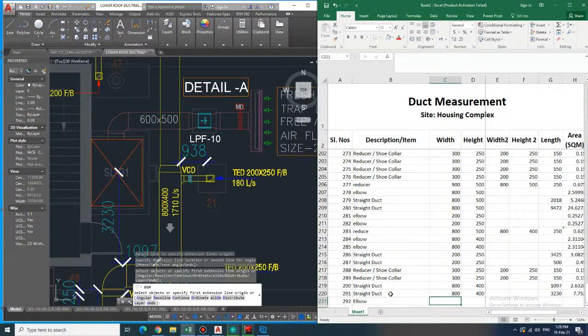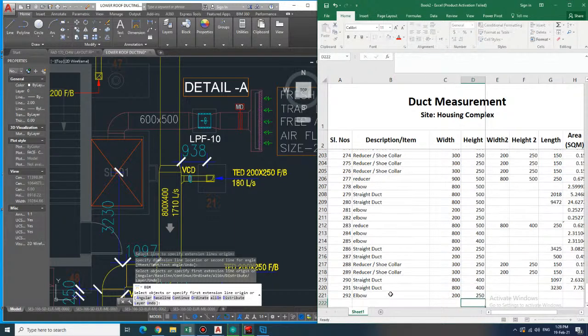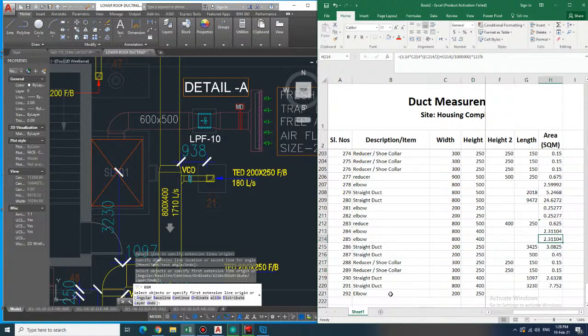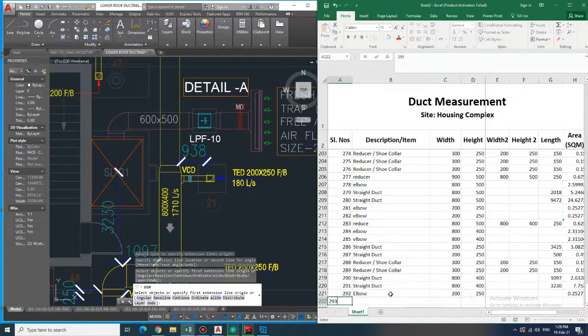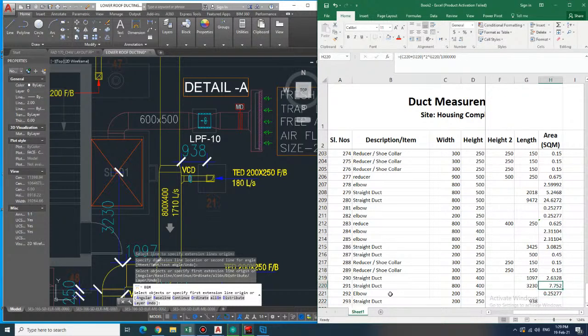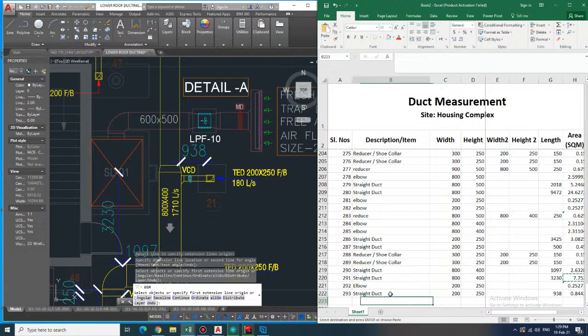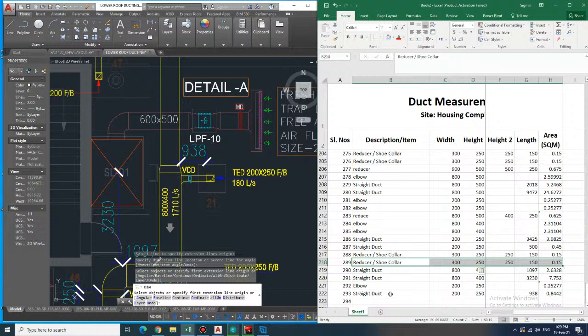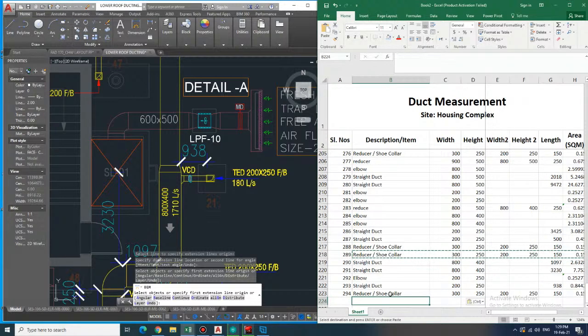First elbow, 200 by 250. Elbow equation. 293. Straight duct 200 by 250, 938. What's the straight duct equation? 294. Shoe collar. So that's also finished.